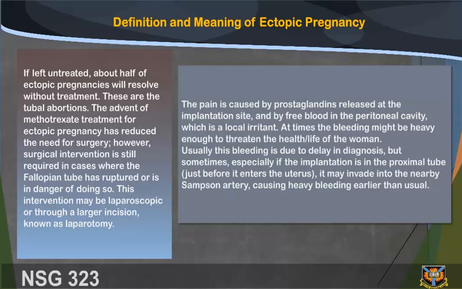The pain is caused by prostaglandins released at the implantation site and by free blood in the peritoneal cavity, which is a local irritant. At times, the bleeding might be heavy enough to threaten the health or life of the woman. Usually, this bleeding is due to delay in diagnosis, but sometimes, especially if the implantation is in the proximal tube, just before it enters the uterus, it may invade into the nearby Sampson artery, causing heavy bleeding earlier than usual.